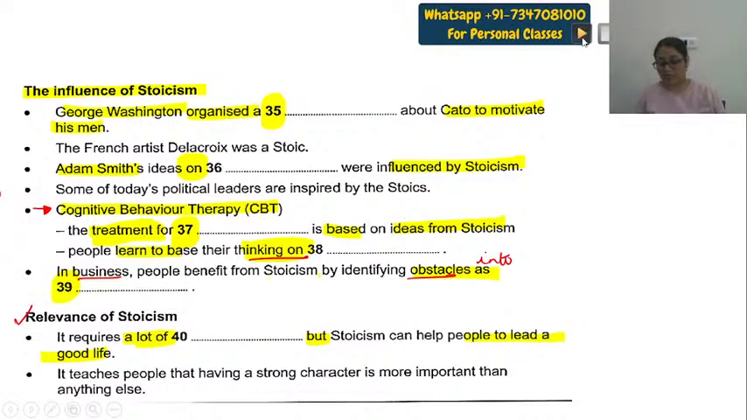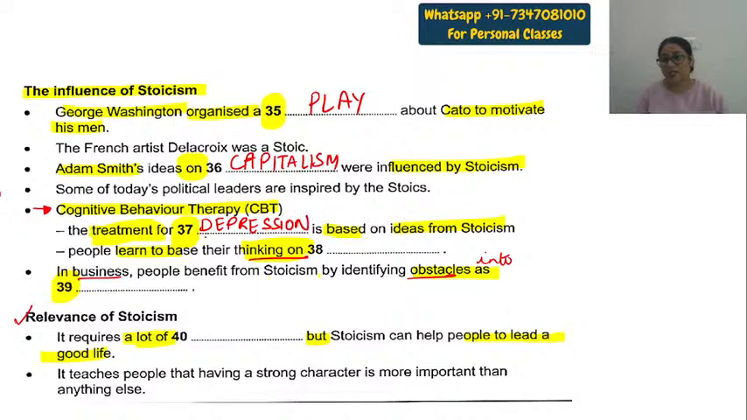Okay, I'm going to write down the answers. For 35, he organized a play about Cato to motivate his men. Adam Smith's idea was on capitalism, C-A capital, we need to write capital, then L-I-S-M. Write the correct spellings. And cognitive behavior theory, the treatment for depression. These are the correct spellings because most of the students were writing D-E, depression. It's depression. These are the correct spellings.